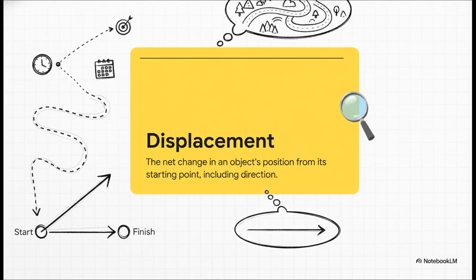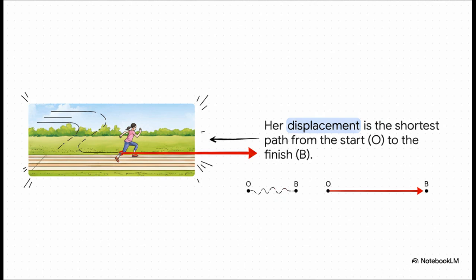Straightforward. But now, let's talk about displacement. Displacement is completely different. It does not care about the long, scenic route you took. Displacement only cares about two things. Where did you start and where did you end? That's it. It's the shortest, straight-line path from your start to your finish. So let's go back to our athlete. Remember, she started at O, and her final position is B. For displacement, we just draw a straight arrow from O to B. All that extra running she did out to point A and back, for displacement, it's like it never even happened.